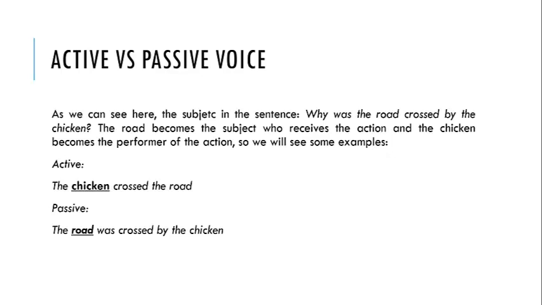And then we have the passive sentence. The road was crossed by the chicken. So here we have an example of passive voice. And here we can see that the road is not performing the action, but it's receiving the action. So the road is being crossed, right? So the road was crossed by the chicken. So in the first sentence, we can see that the chicken was performing the action. And then in the passive sentence, the road becomes the subject, and now the subject receives the action. Okay? So we are going to continue with some examples.